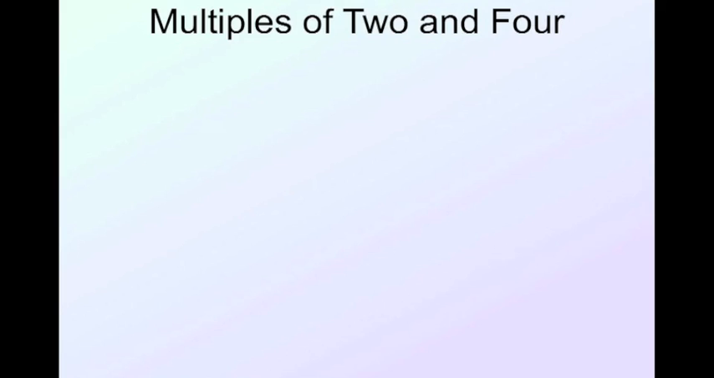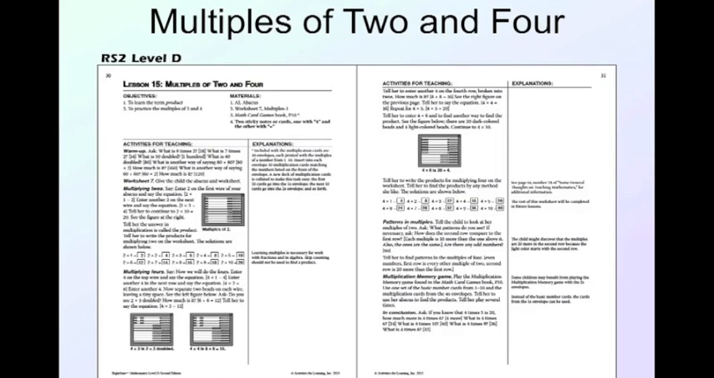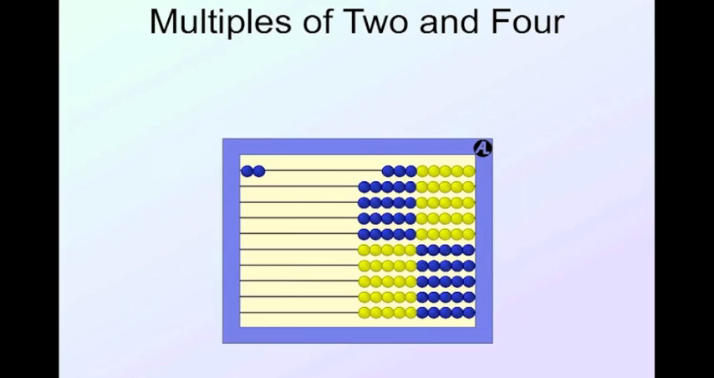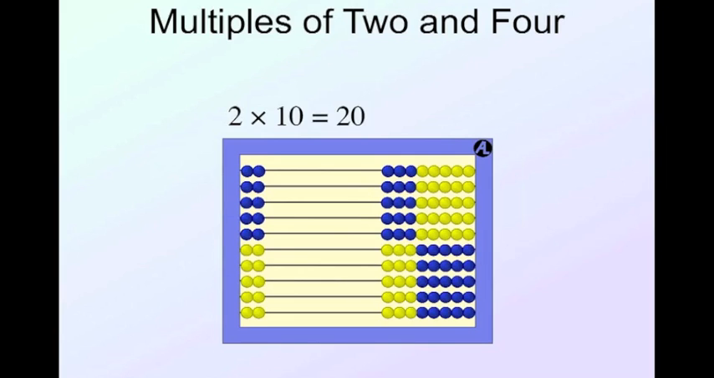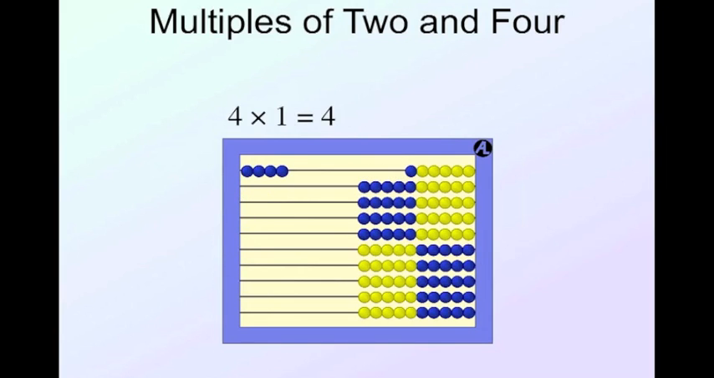All right, let's look at multiples of 2 and 4. This is coming off the level D lessons. We're going to start with the 2's. Here I have 2. We write this as 2 times 1 equals 2. Pretty basic. 2 times 2 is 4. 2 times 3 is 6. 2 times 4. Basically, we end up skip counting by 2's.